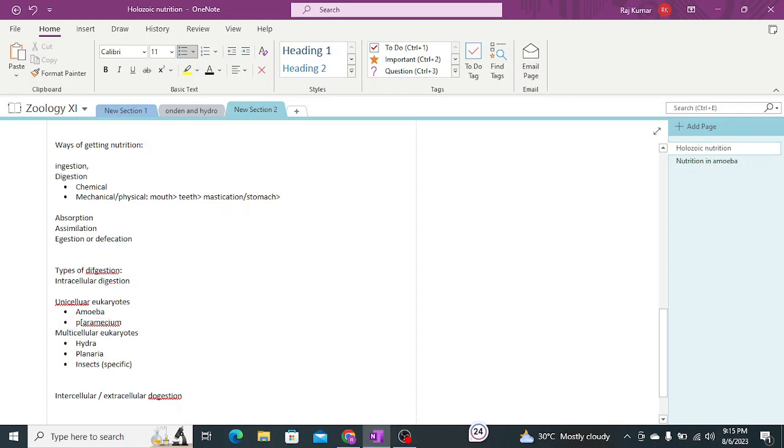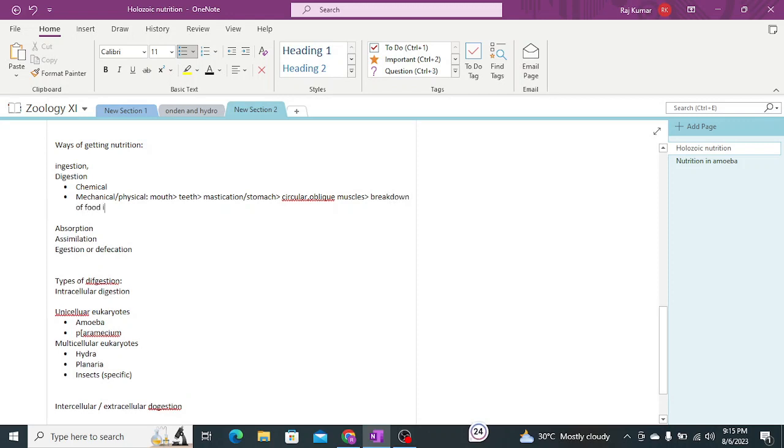On the other hand, in the stomach we have circular and oblique muscles, which assist in the physical, mechanical digestion of food. These help in the breakdown of food into smaller molecules. In mechanical digestion, there is no breakdown of chemical bonds. There is only the breakdown of large food molecules into smaller ones.